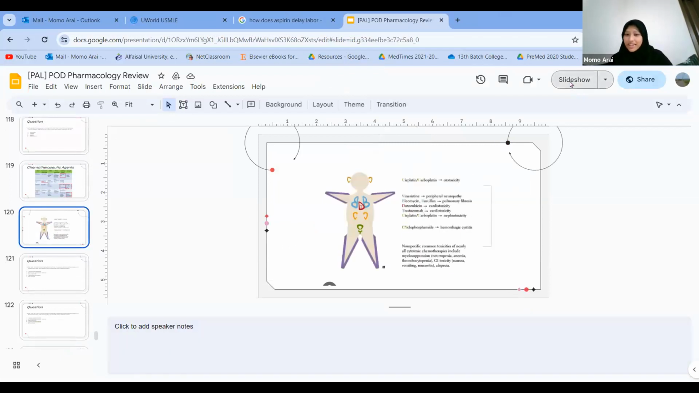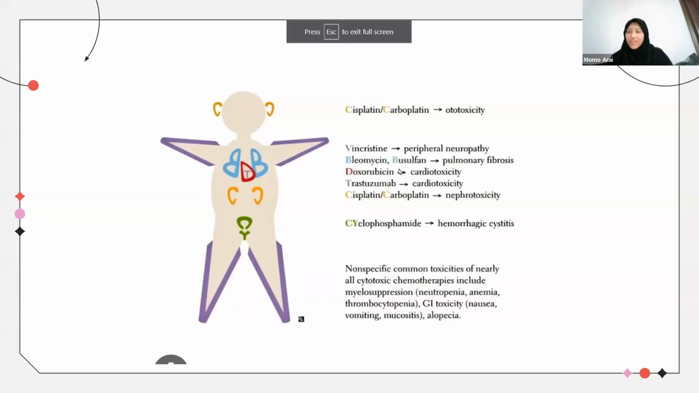But this is a very nice way to know. I don't know if Shamiaa you use this, but I use this to memorize the side effects. So for example, vincristine, do you see the V? V for arms and legs. That's peripheral neuropathy. These are side effects. So I'll put a title: side effects of chemotherapy. Vincristine for peripheral neuropathy, the limbs. Doxorubicin, the heart here.